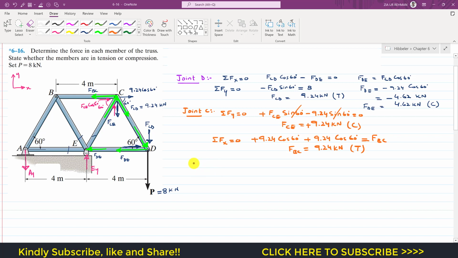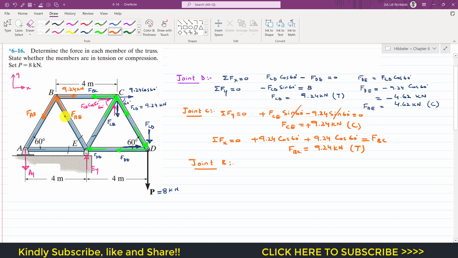Now after this we are going to consider joint B. So at joint B, this FBC is the tension force, so it will be acting away from this joint B as well. So this is FBC, and FBC is 9.24 kilonewton. And let's say that this AB member is in tension as well. So this force will be acting away. This is FAB, and let's say that BE member is in compression. So this is FBE.